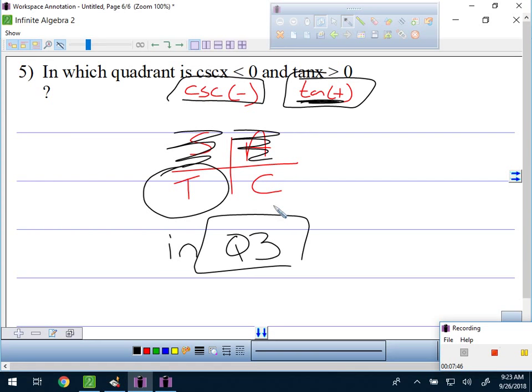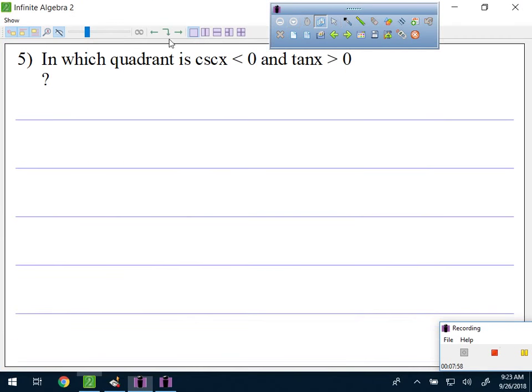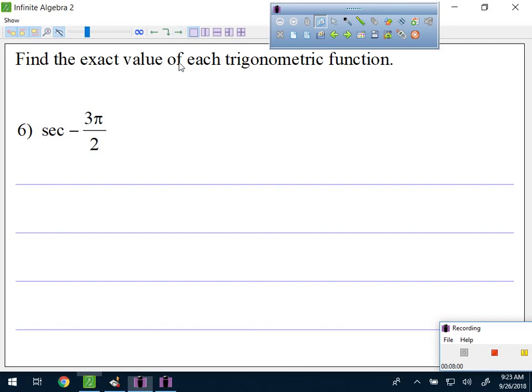All right, the last one for test 1 is number 6. And here's what that problem looks like. It says find the exact value.